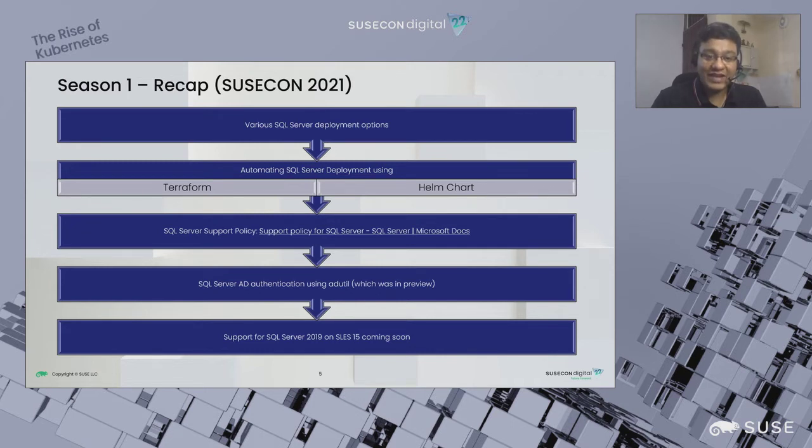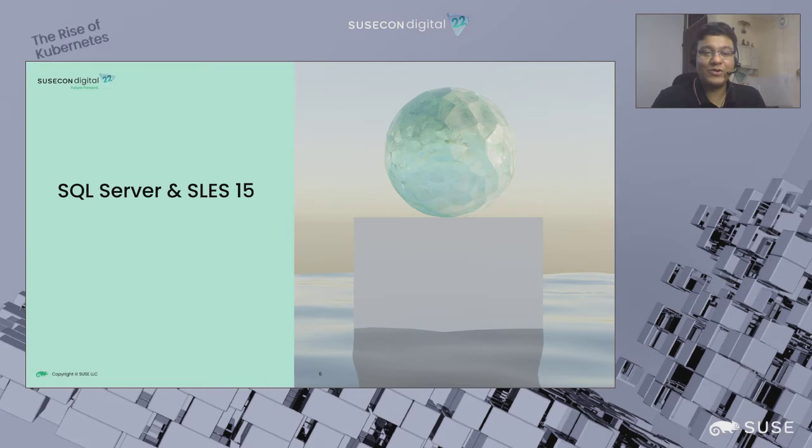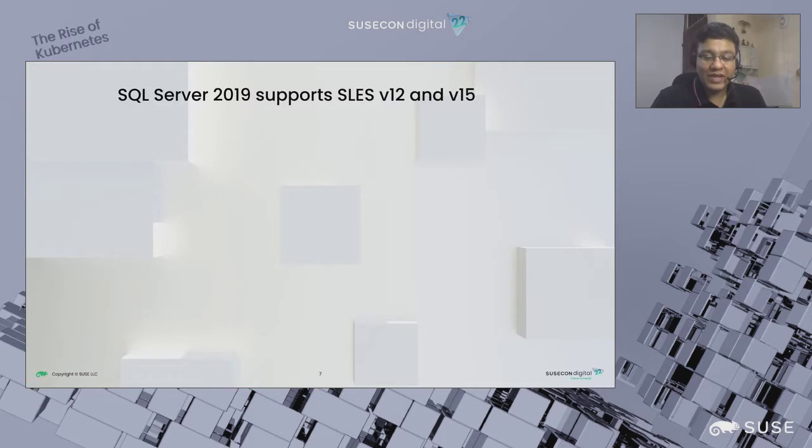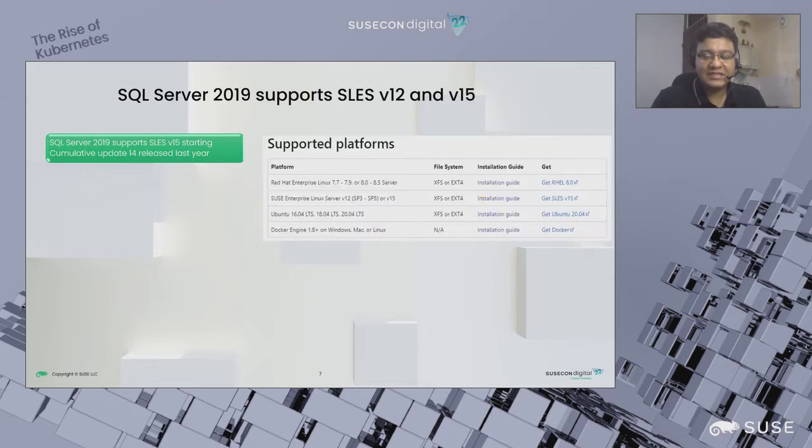And I'm very excited that the next topic we are going to talk about is how you can get started with SQL Server on SLES-15. Today, as you would know, SQL Server 2019 supports multiple distributions, and one of them is SLES-15. We started supporting SLES-15 starting CU14, which was released last year in the month of November, and CU stands for Cumulative Update. And these are the other distributions on which we support SQL Server 2019.